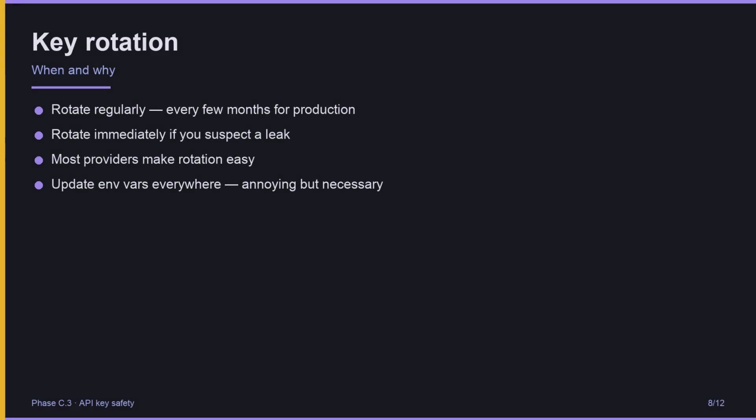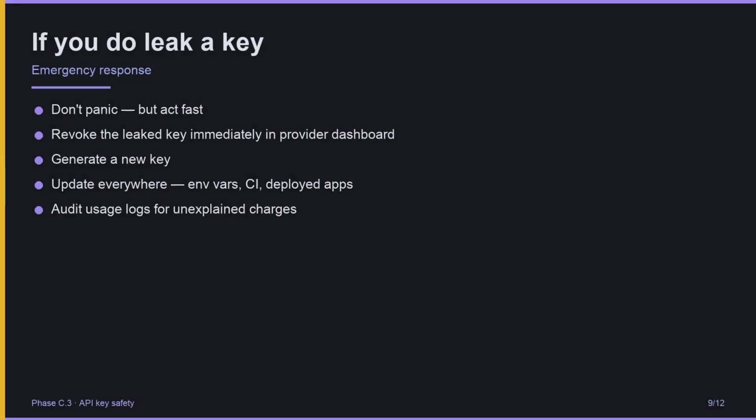Key rotation: change your keys periodically. Every few months for production. Immediately if you suspect a leak. Most providers make this easy: generate a new key, update everywhere you use the old one, revoke the old one. Annoying but necessary hygiene. If you do leak a key, and most developers do, once, here's the response.